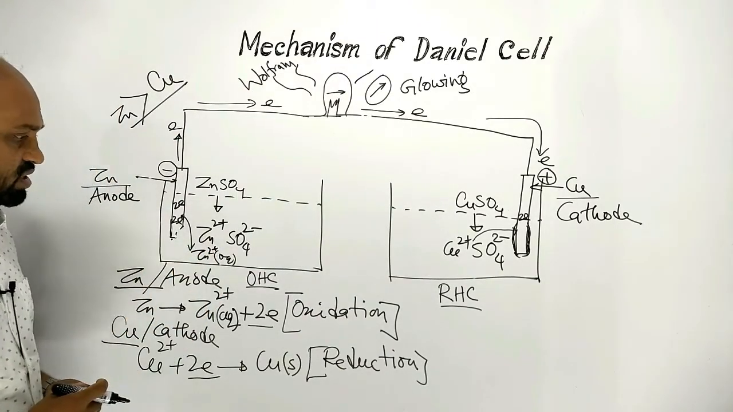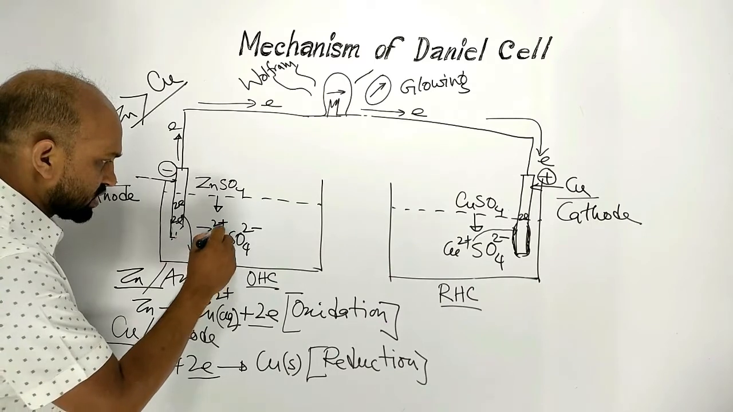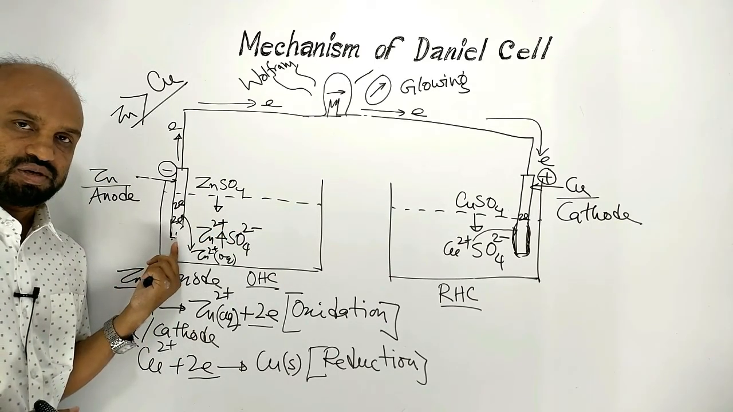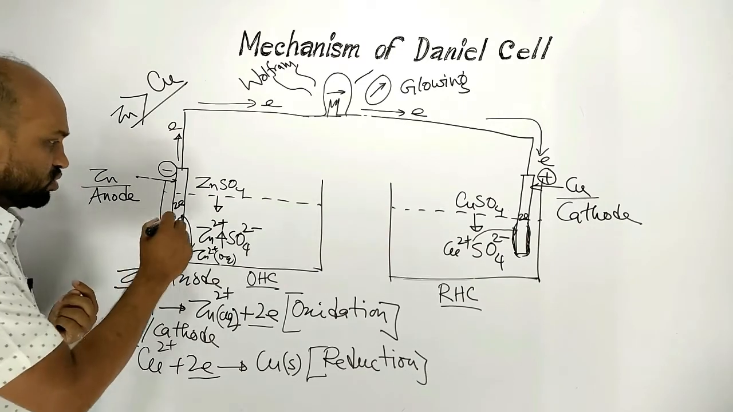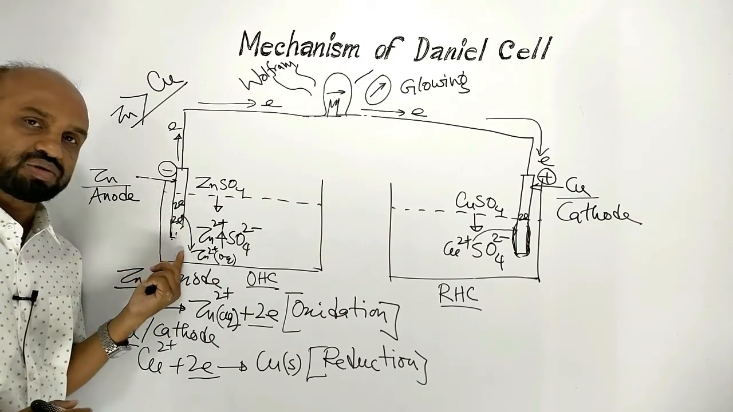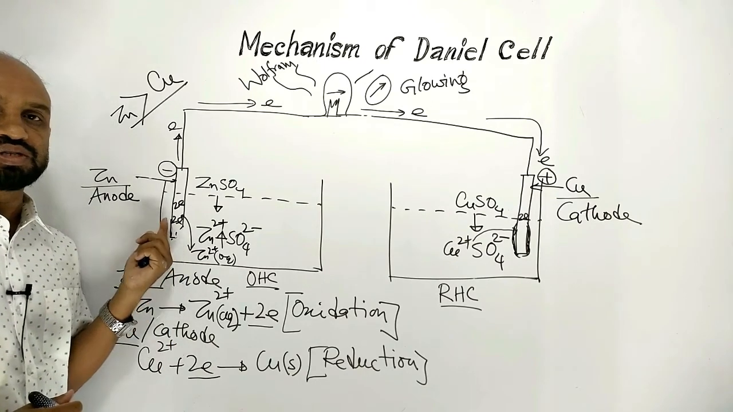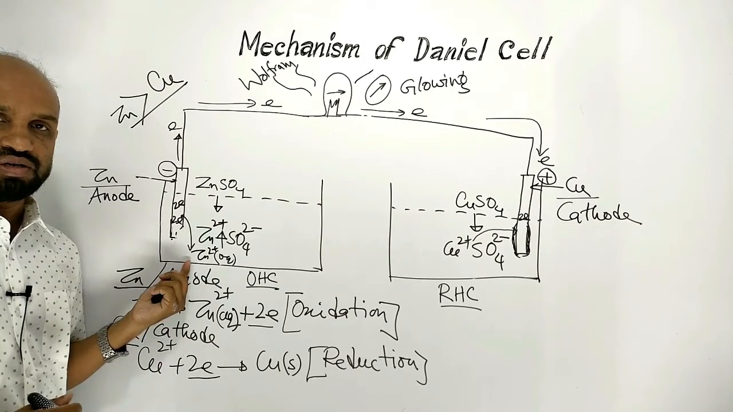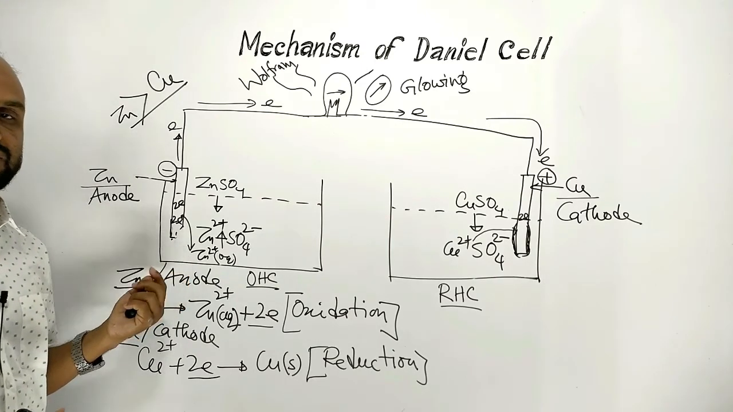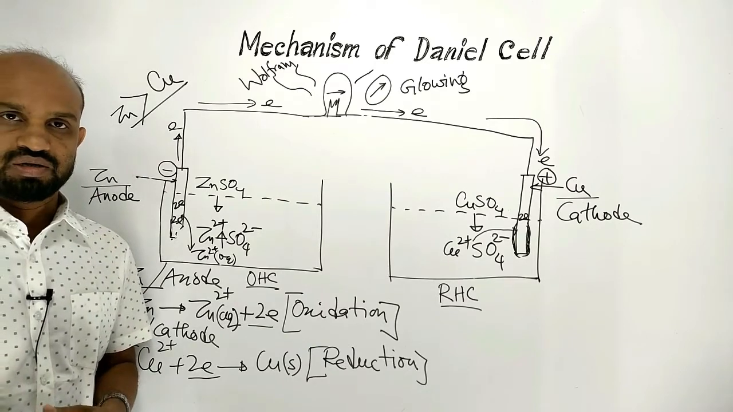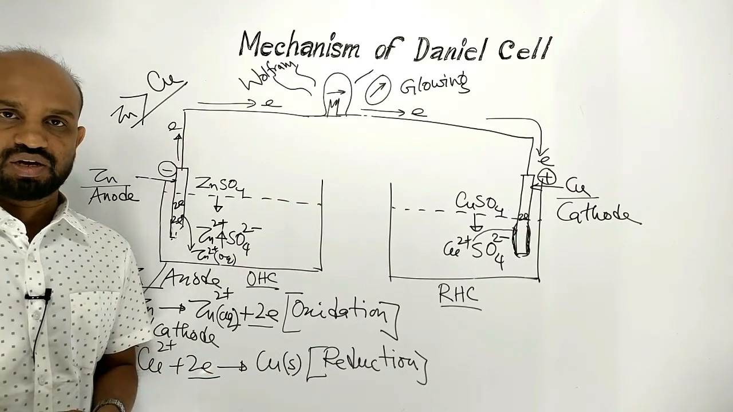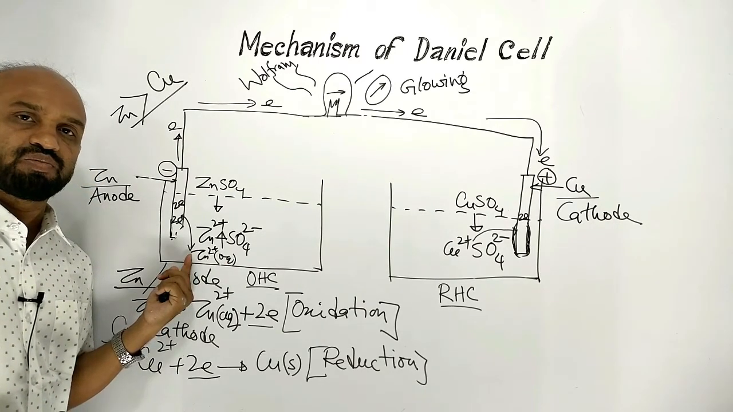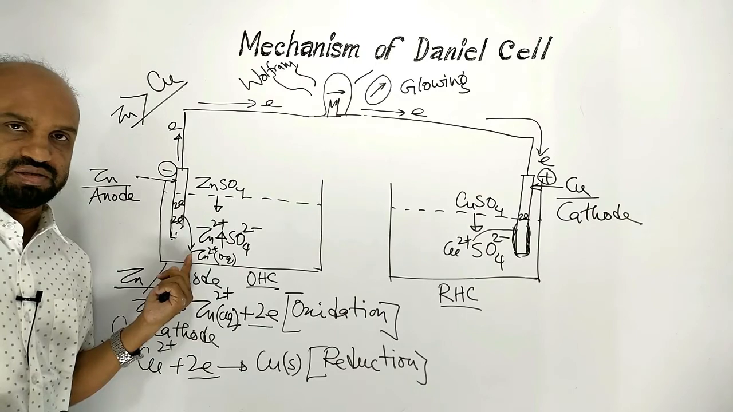That is why this is called reduction half cell. In the oxidation half cell, the concentration of cations increases with the passage of time, and then no more zinc atoms, leaving 2 electrons in the zinc bar, can enter the solution. That is why the flow of electricity stops within a short period of time, because of the increased concentration of zinc 2 plus ions.